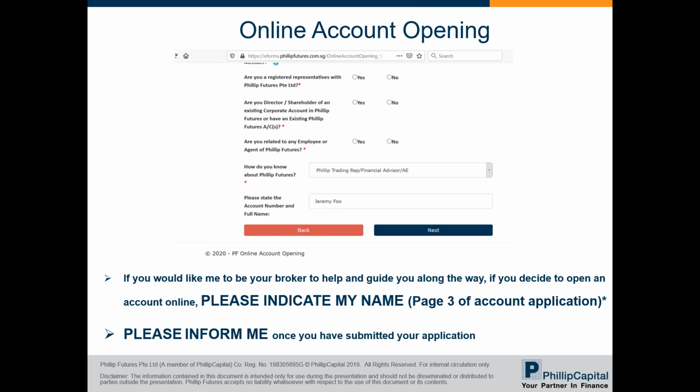Just have your bank statement prepared, because you do have to upload your bank statement, and your SingPass is required as well. Otherwise, if you don't indicate my name, they'll randomize your account out to any other broker. So if you do want me to become your broker and receive some news and tips from me to increase your probability for trading, please do indicate my name, or I have my contact number. If you do submit your application, do just let me know.